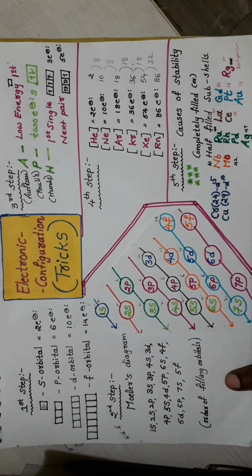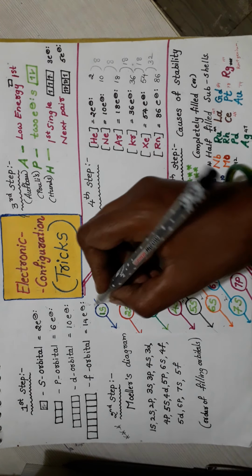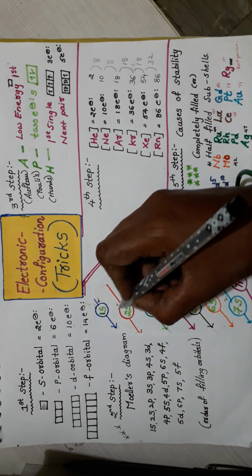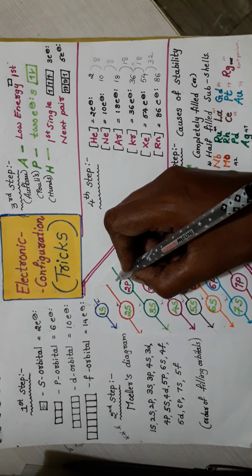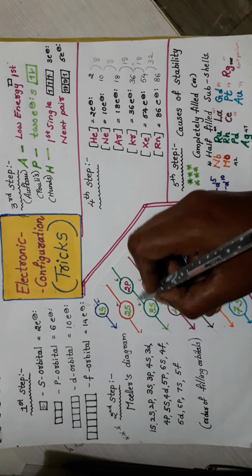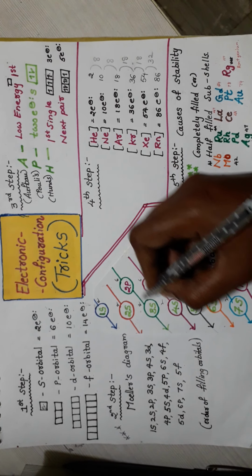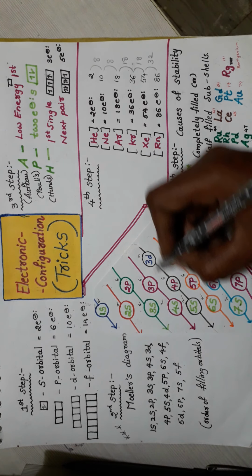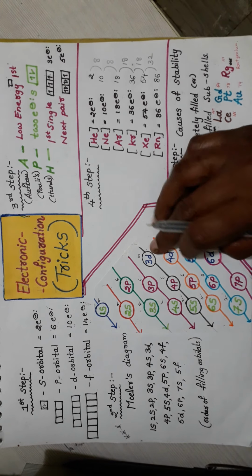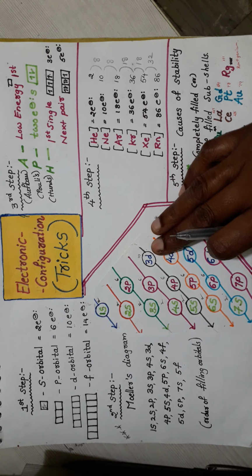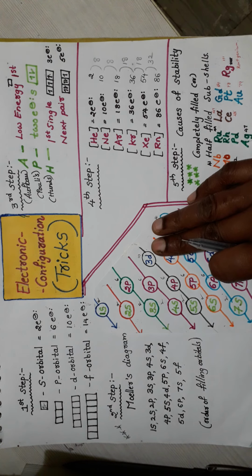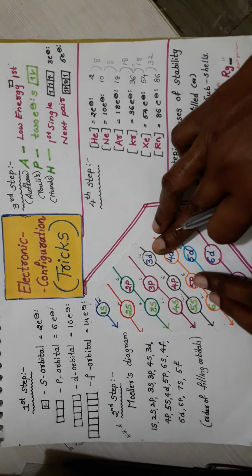In these orbitals electrons are filled automatically. In the s orbital 2 electrons are filled, in the p orbital 6 electrons are filled. Here 1s2, 2s2, 2p6, 3s2, 3p6, 4s2, 3d10. Up to here 30 electrons are completed, so nothing but up to 30 elements.